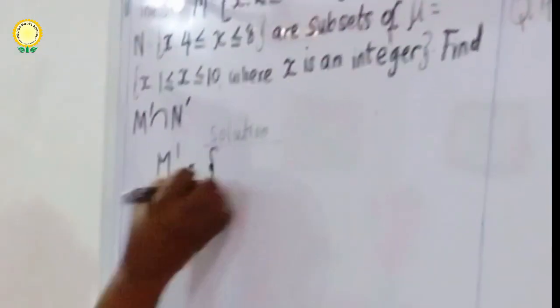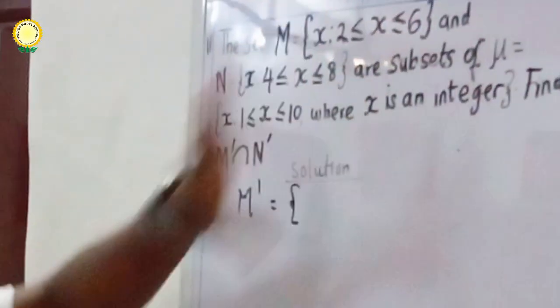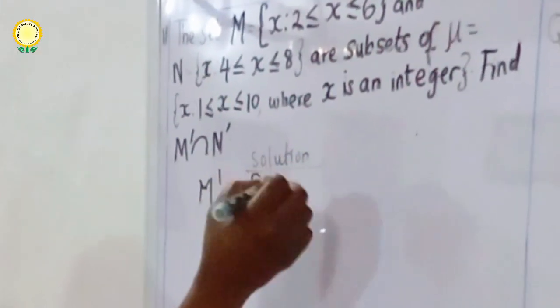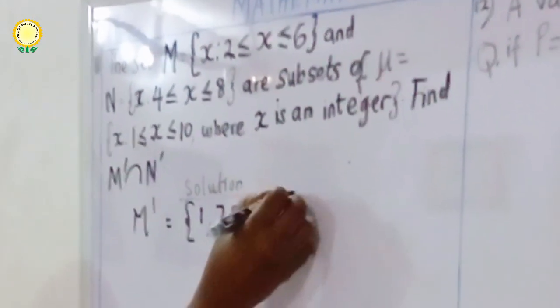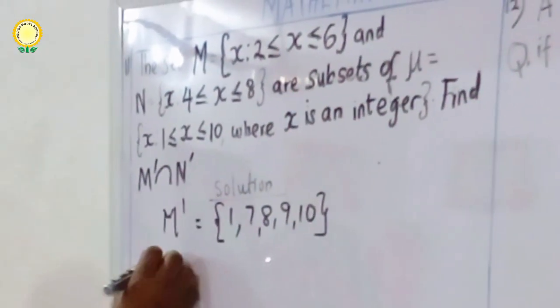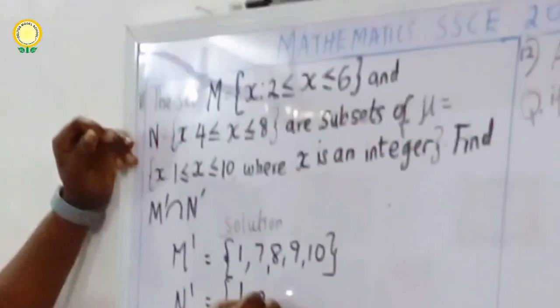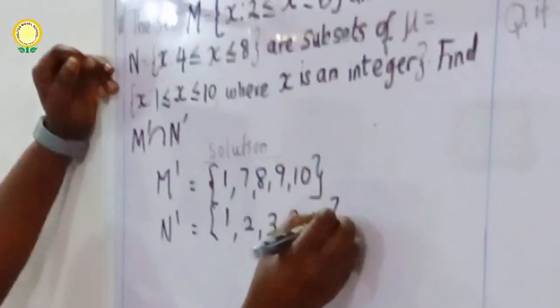M prime means the numbers that are not in M, but are in the universal set. So this is the universal set, and this is M. So we have 2, 3, 4, 5, 6. What are the numbers that are not in 2, 3, 4, 5, 6? So we have 1, 2, 3, 4, 5, 6, 7, 8, 9, and 10. The number 10 is inclusive. Then N prime will be, where is N? 1, 2, 3, 4, 5, 6, 7, 8, 9, and 10.